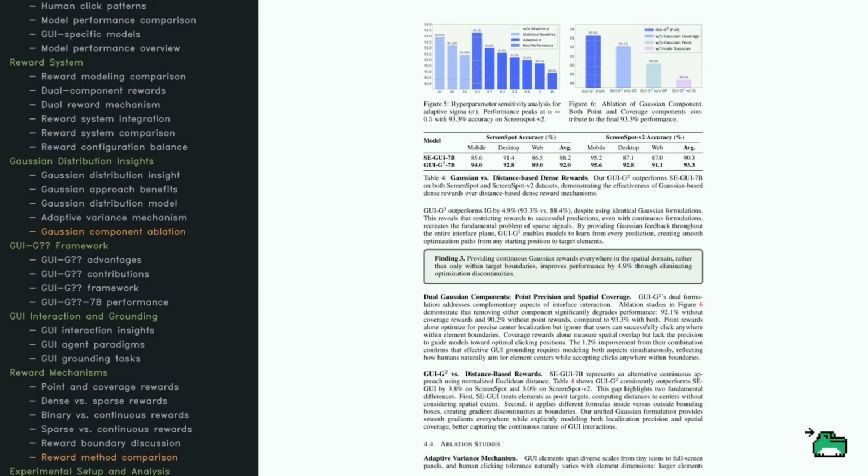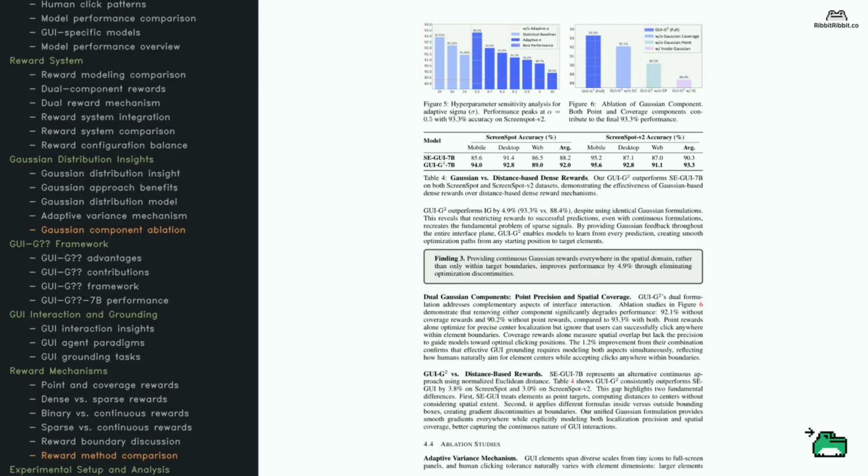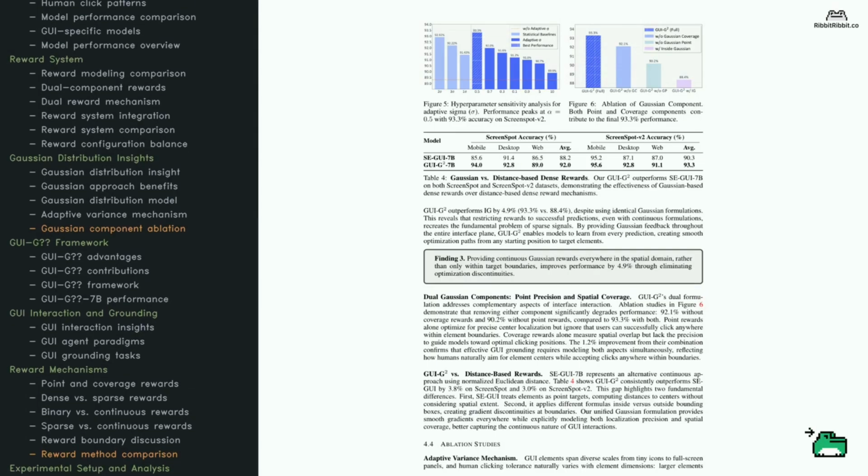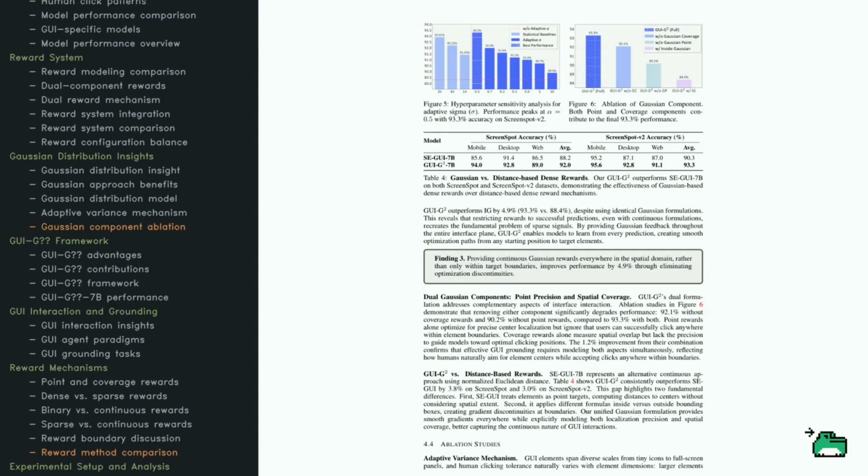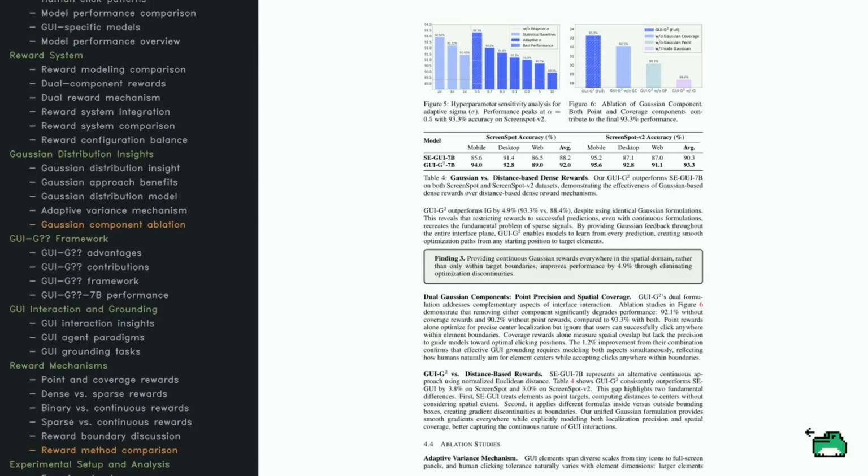Let's get into how tweaking parameters impacts performance. Figure 5 shows a hyperparameter sensitivity analysis for the adaptive scaling factor, revealing performance peaks at a particular value. It's like finding the sweet spot for tuning a guitar, ensuring harmony for the best accuracy.